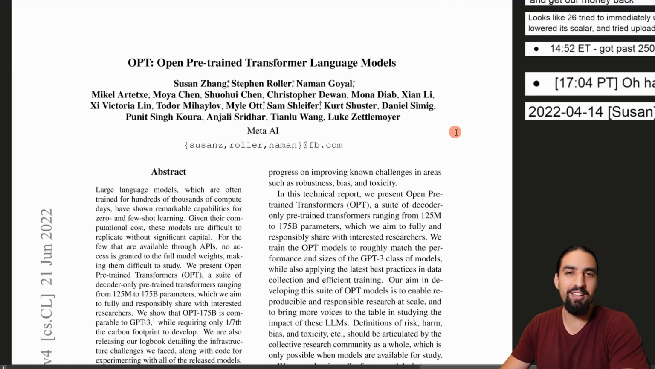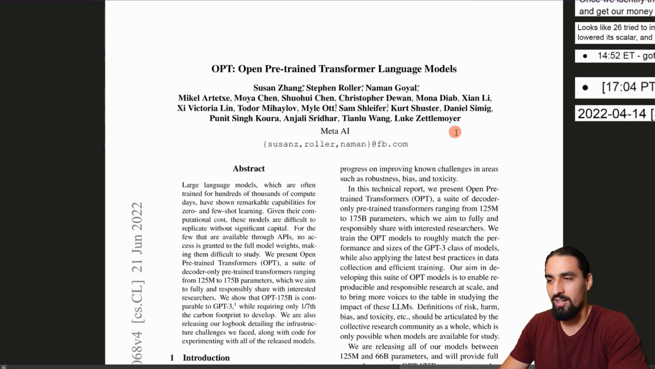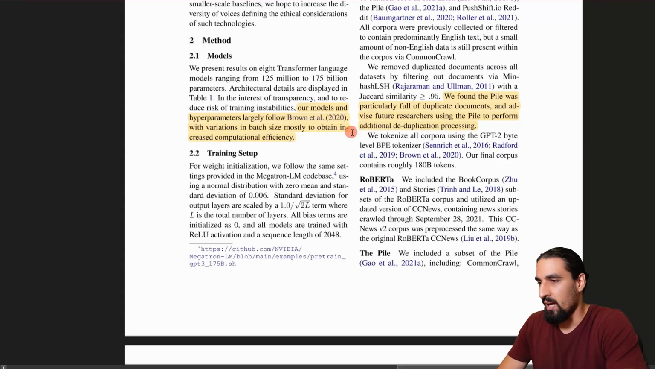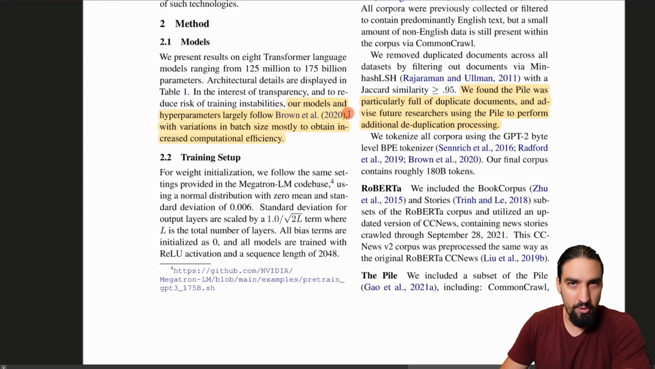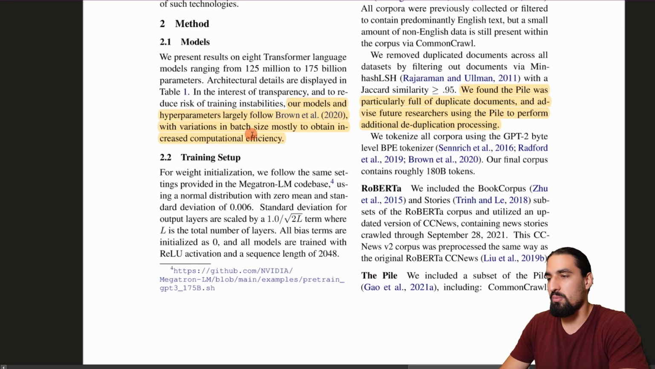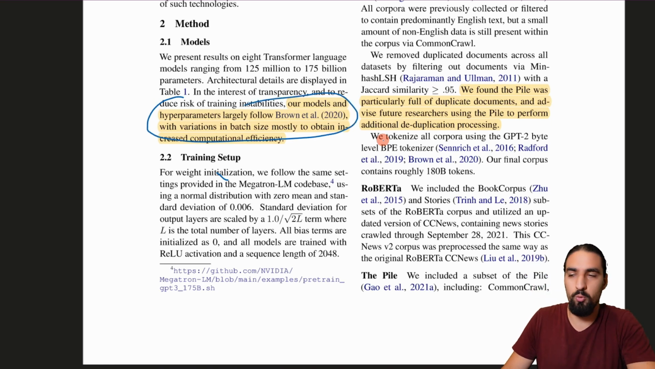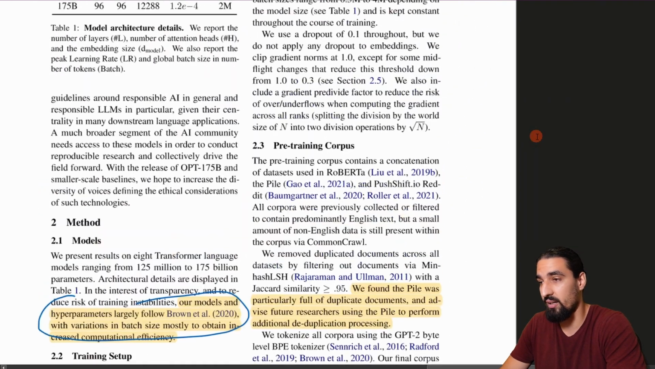So again, I encourage you to skim through the logbook. It's a very interesting read. Okay, let's start with this one. First of all, our models and hyperparameters largely follow Brown et al. That's the GPT-3 paper. Again, with variations in batch size, mostly to obtain increased computational efficiency. This is something I did mention in the previous paper as well. This is a common thread for all of these three papers. They all follow the GPT-3 hyperparameters and advice.